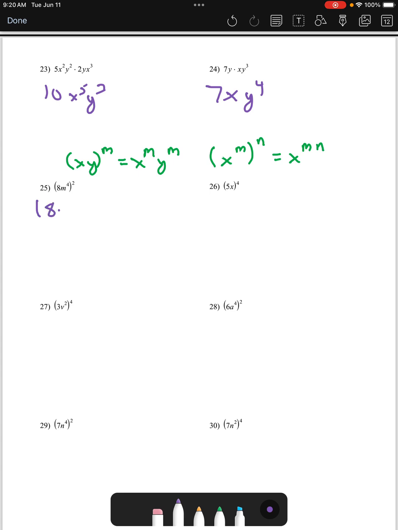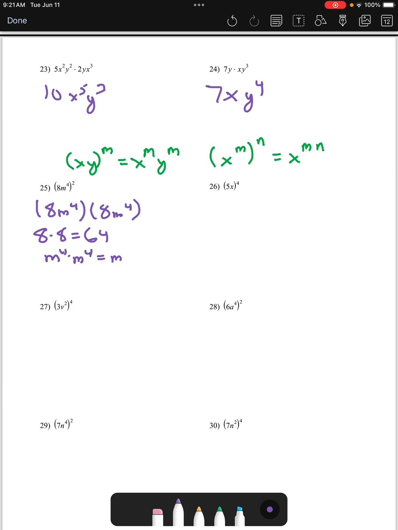So number 25 is asking us to do 8m to the fourth, the whole thing to the second power. That whole thing to the second power means really they're asking us to do 8m to the fourth times 8m to the fourth. That's what 8m to the fourth to the second power means. I need two 8m to the fourths.